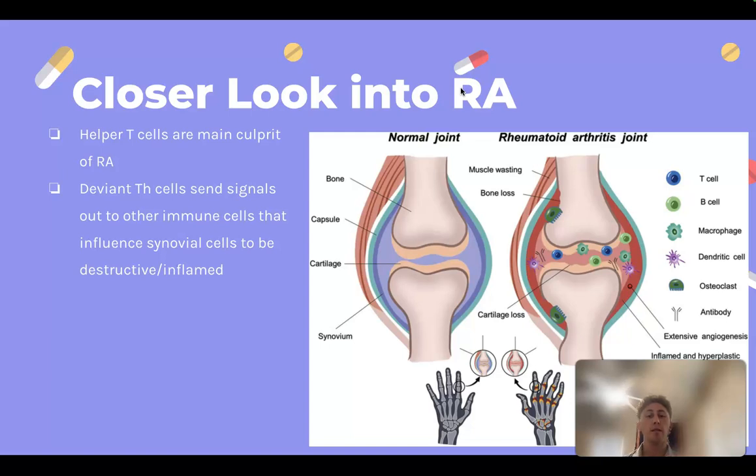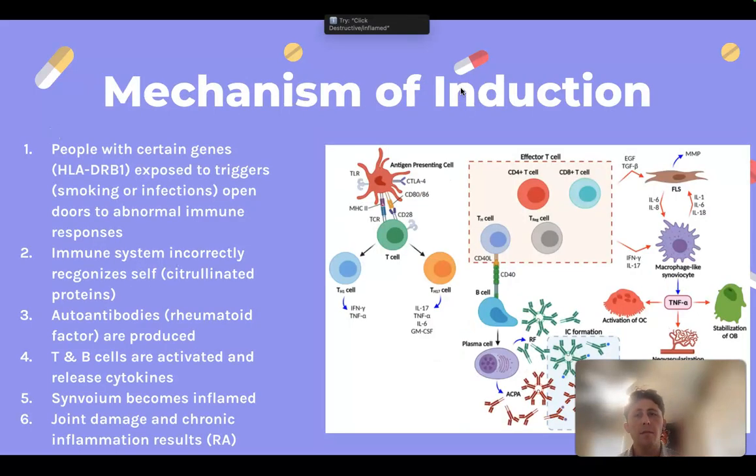The main culprit, the main cause of rheumatoid arthritis, is actually helper T cells. Deviant T helper cells will send signals to various other immune cells to then attack the body's own tissues and influence those synovial cells to become destructive and inflamed. The mechanism behind this stems from people with certain genes. The main gene that can cause an individual to develop rheumatoid arthritis is human leukocyte antigen DRB1, HLA-DRB1, listed there. These can be triggered by smoking or various infections if the person has this gene already present in their genome.